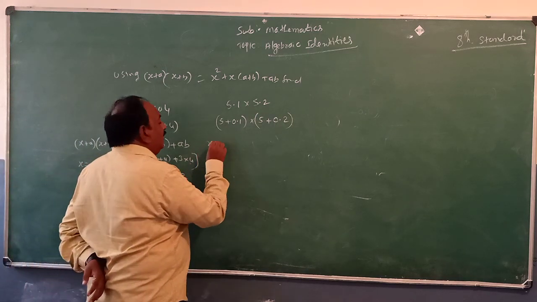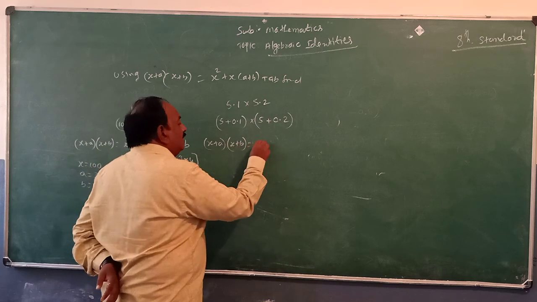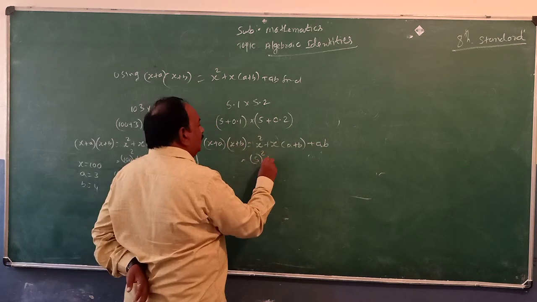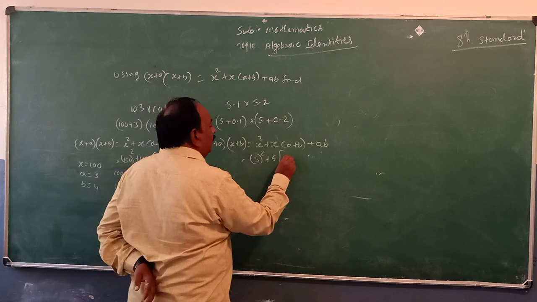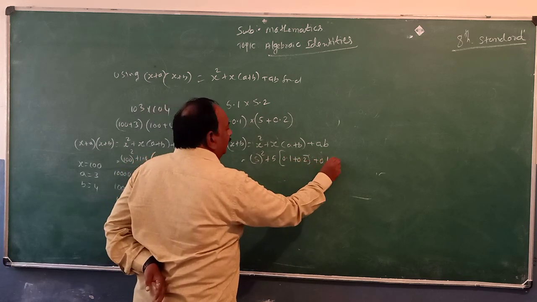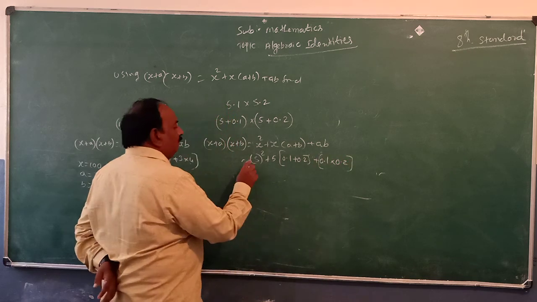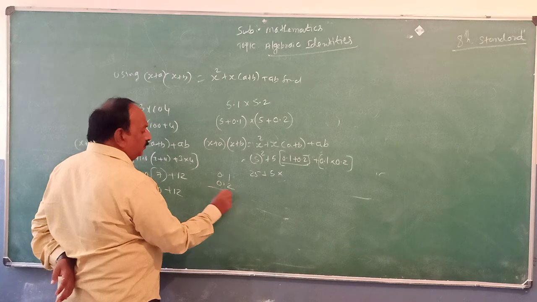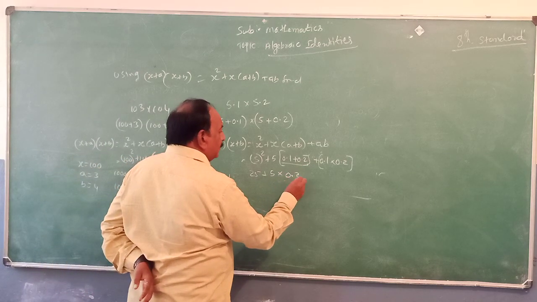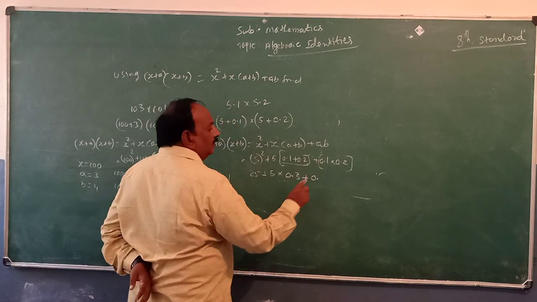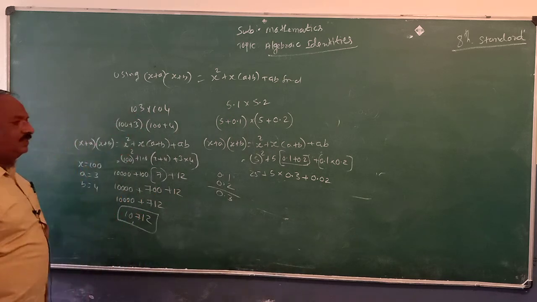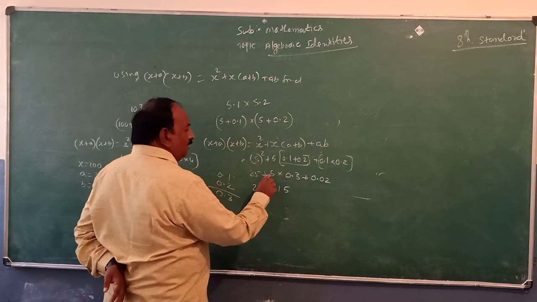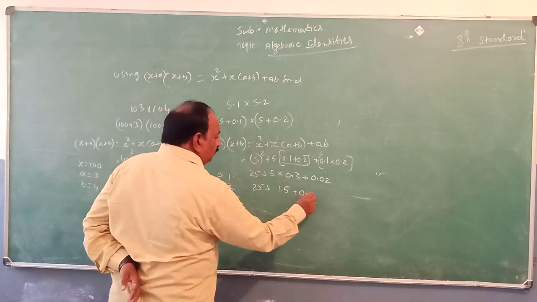Again, (x + a)(x + b) = x² + x(a + b) + ab. Here x is 5, so x squared is 25. a is 0.1 and b is 0.2. 5 into (0.1 + 0.2), that is 5 into 0.3. Then ab is 0.1 into 0.2: 2 ones are 2, so 0.02. 5 threes are 15, so that is 1.5. So 25 plus 1.5 plus 0.02.